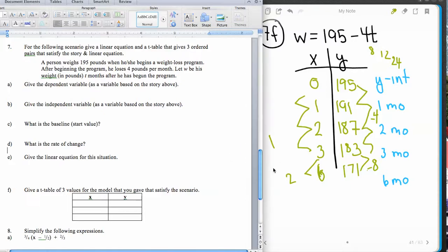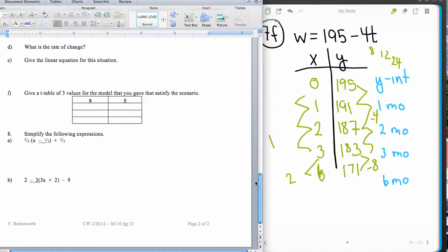All right, we're going to continue our next and last video with the simplification problem that's in problem number 8.